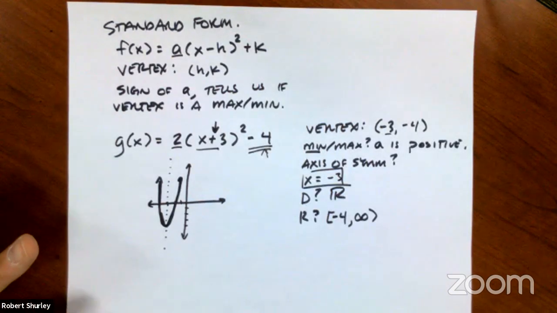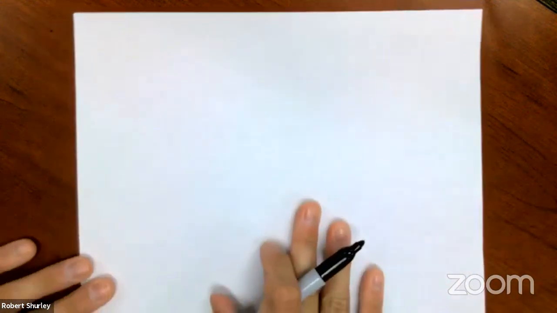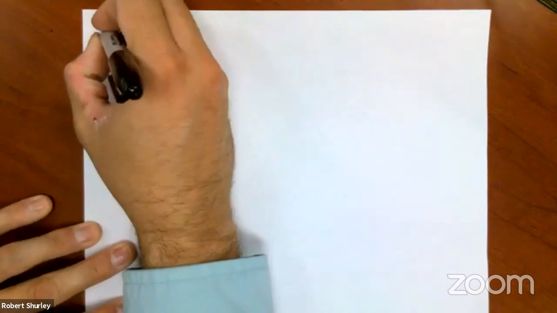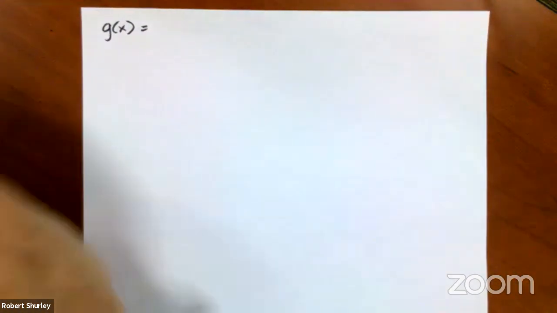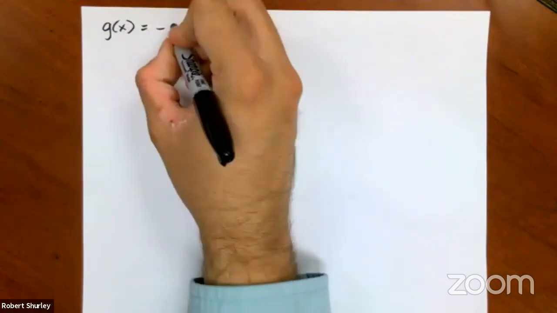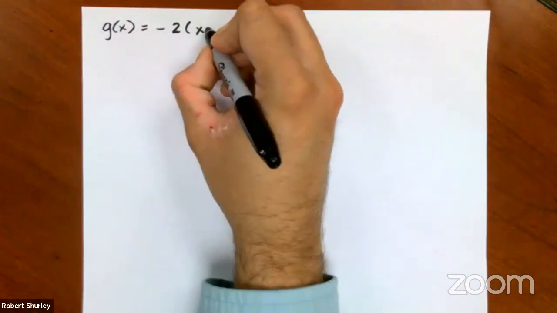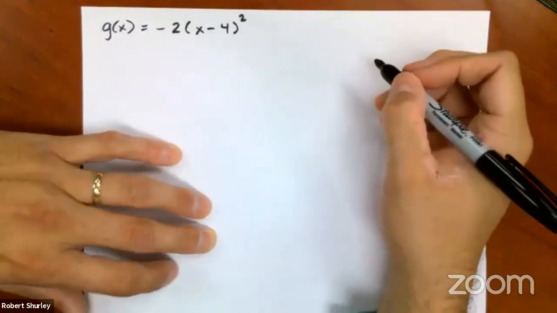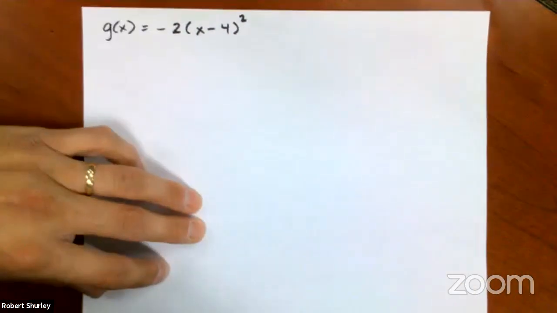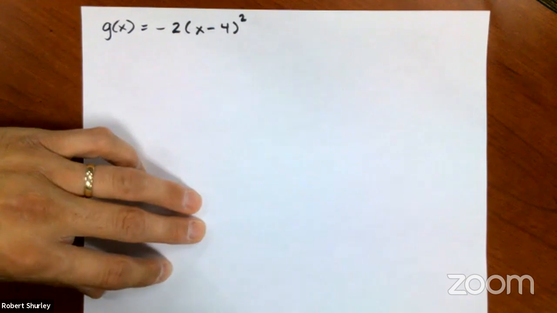Any other questions? Great. Okay, so let's do another one of these, and I'm going to ask you A, B, C, D, E, F, G on these, okay? So let's see. I'll make one up. Let's say g of x equals -2(x - 4) squared. Let's say I'm going to make one that kind of works.